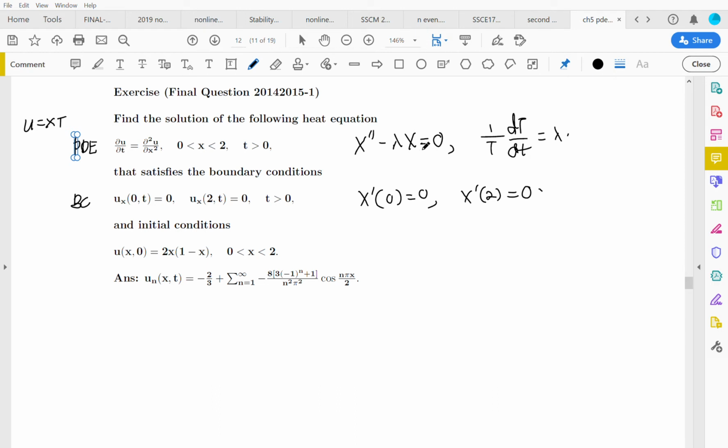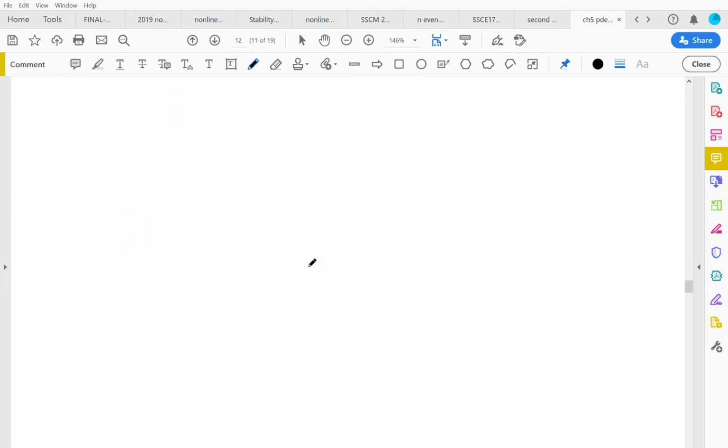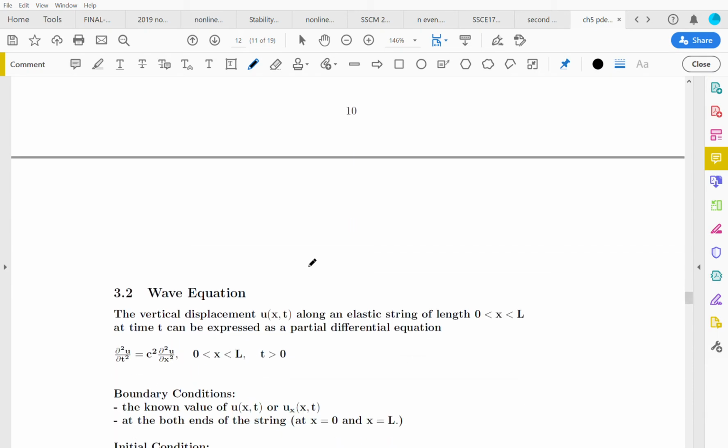Okay, so when you sum all solutions and then use the initial condition here, you will get it in the form of an even Fourier series. So for all the unknowns that appear, you can use the formula for the even Fourier series. Okay, that will lead to this answer. Okay, I proceed with the next, which is the wave equation.